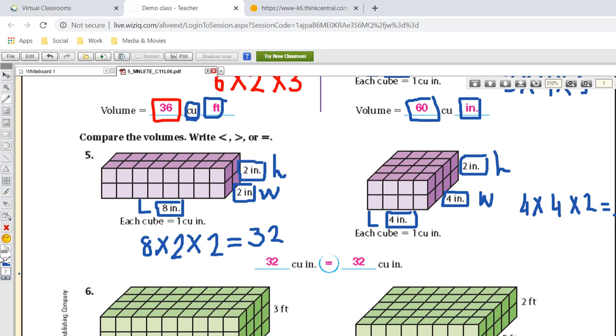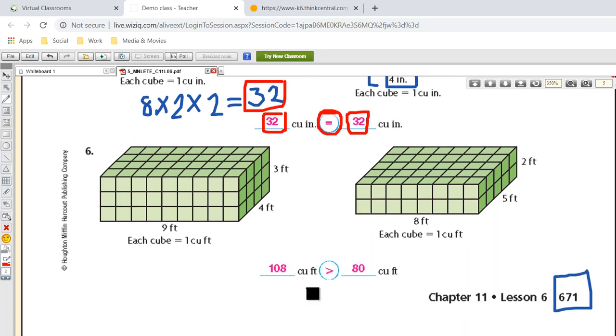So we have here 32, and on the opposite side we have the same number. We have on this side 32, on the other side 32, so it will be equal. So write 32 here and 32 here, and compare the two numbers; they are equal to each other. Okay, let's move to the next example.